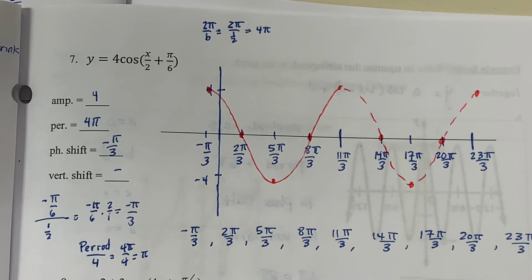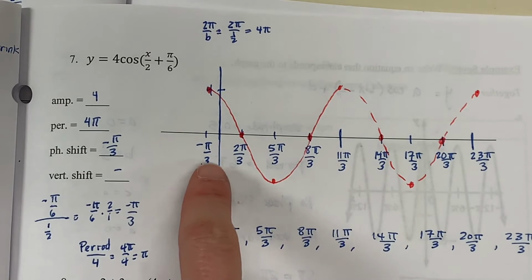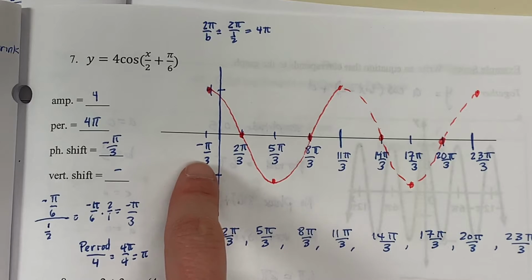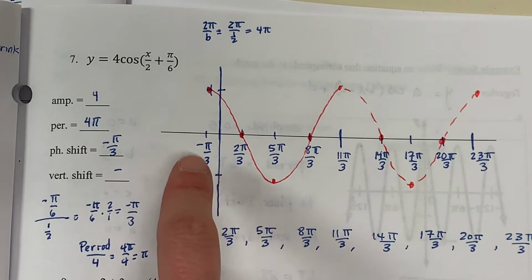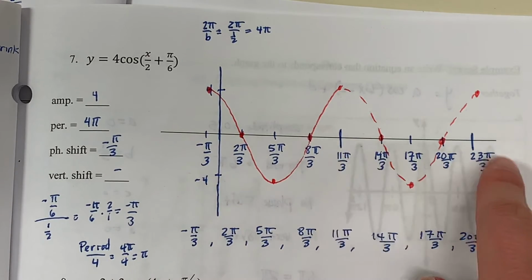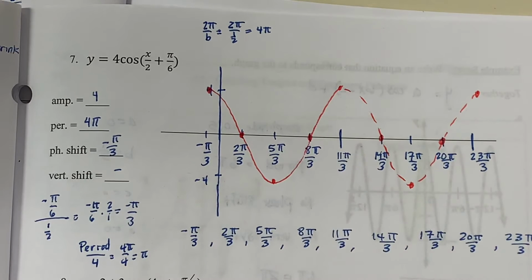So for my x-axis, if my phase shift is negative pi over 3, that is my starting point. And then I have 2 periods and 3 significant points between. Now, before I do anything with my y-axis, I'm going to label my x-axis. The distance between each point can be found by taking the period divided by 4. So 4 pi divided by 4 is pi.